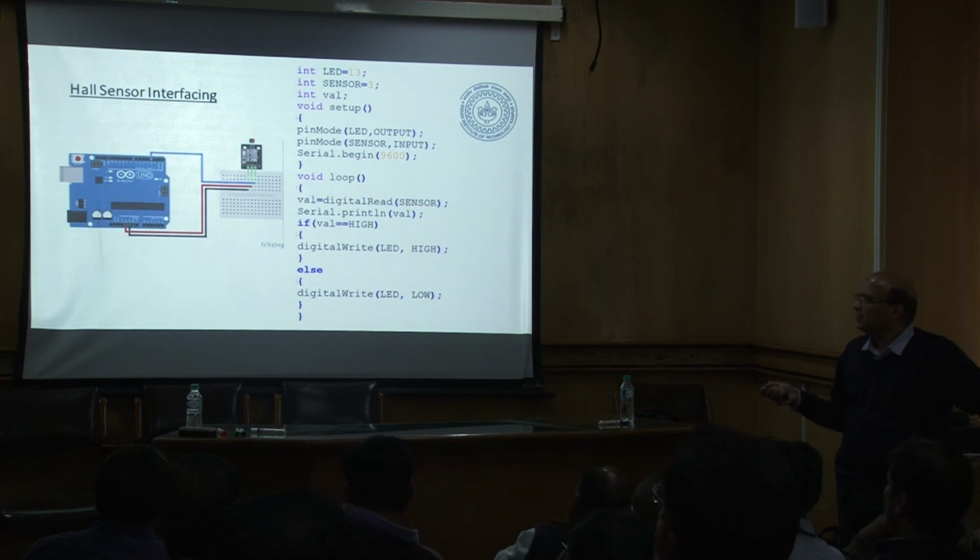This will become high. The moment this becomes high, it will digitally write. So when something ferromagnetic comes here, this channel number will become high. And this is showing that if the value is high, meaning 5 volt, then it will write to the LED and make it high. Else, it will make it low.